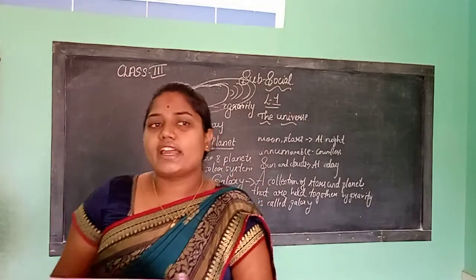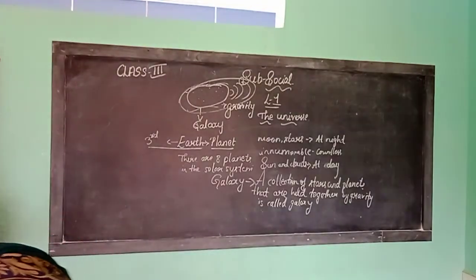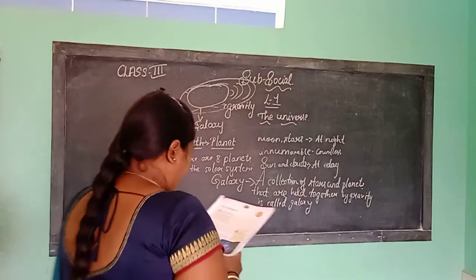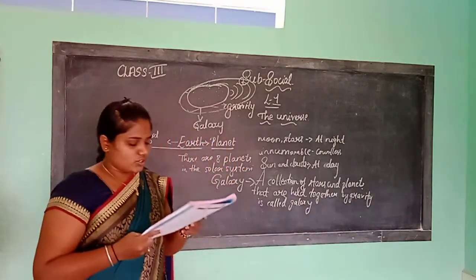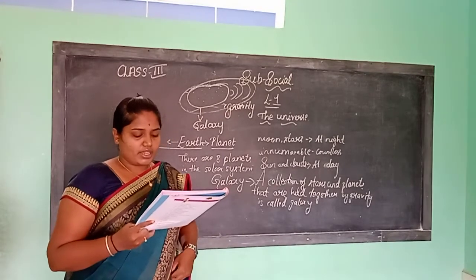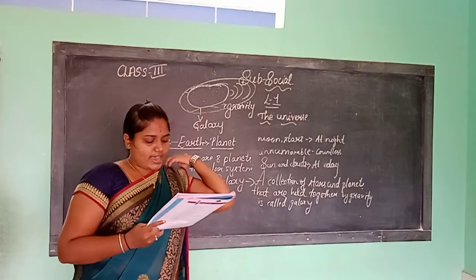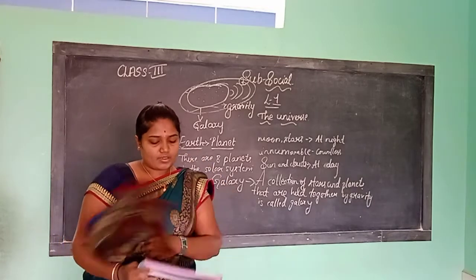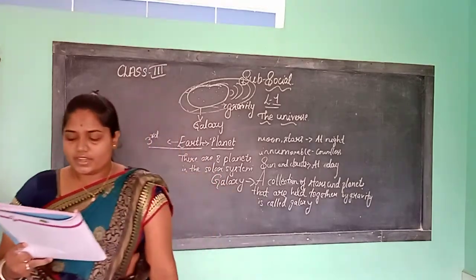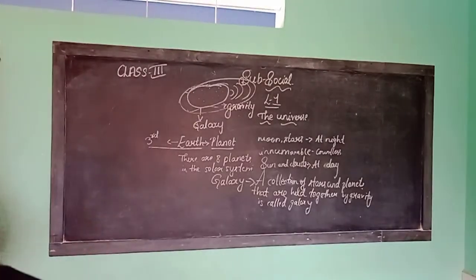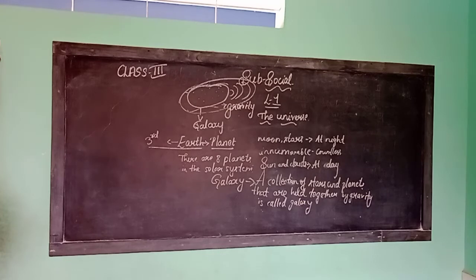So how many galaxies are there? There are thousands of galaxies in space. The galaxy that contains our solar system is called the Milky Way. Our Earth is a part of this galaxy, also called Akashaganga. All these galaxies and innumerable comets, asteroids, dust, space rocks together form the universe.